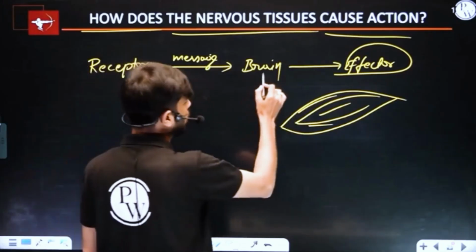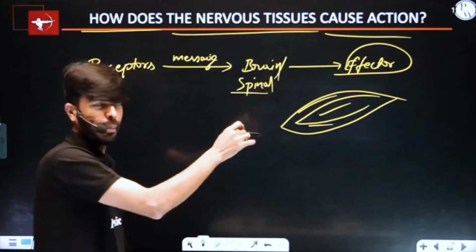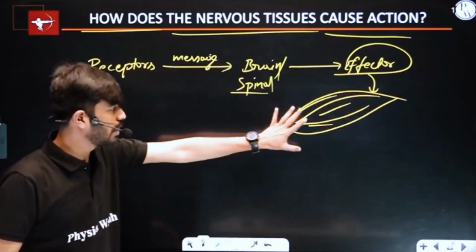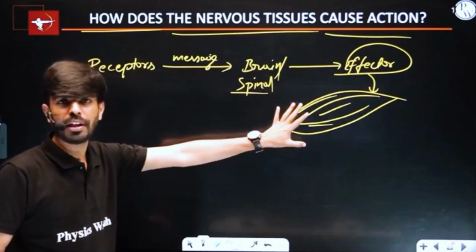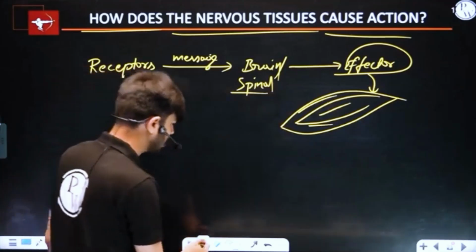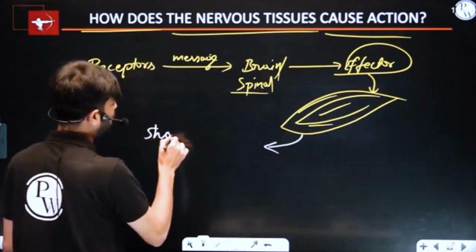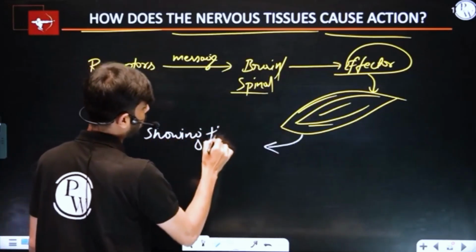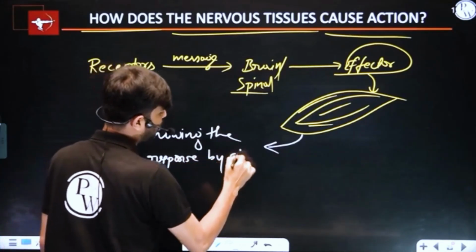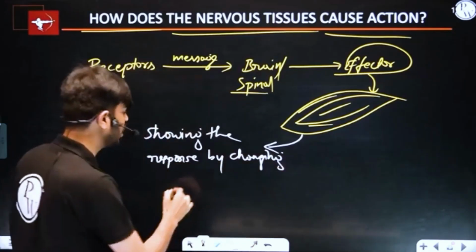Okay, once the brain or spinal cord sends the information to the effector, the muscle, what happens? Now, this muscle shows the response towards the stimuli in a particular direction just by changing its shape. Okay, how are the muscles showing the response? Muscles are showing the response by changing their shape. But now, how are they changing their shape?